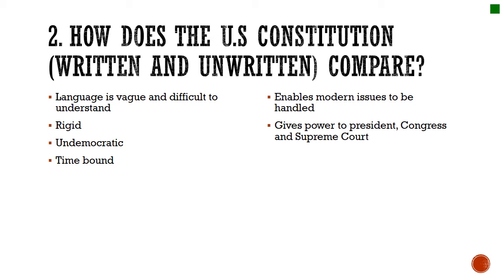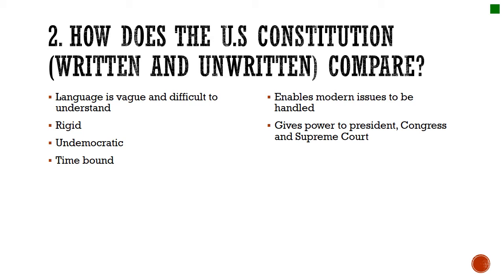The language is vague and difficult to understand. For example, it says in the Constitution that the president can be impeached for high crimes and misdemeanors. That statement, high crimes and misdemeanors, has been subject to a lot of discussion by constitutional scholars over the years, and there's been no real consensus as to what the terminology was meant to mean. Does it mean that the president can only be kicked out if he shoots somebody, or does it mean that if he gets a traffic ticket, he would be subject to impeachment?